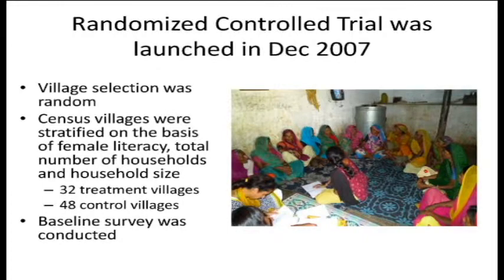So through a stratified process, in the end, we ended up with 80 villages, of which 48 were control villages and 32 were treatment villages. And of course, we had a baseline survey conducted before the actual intervention of the program.